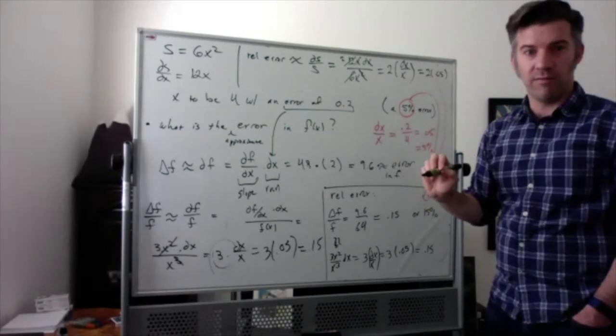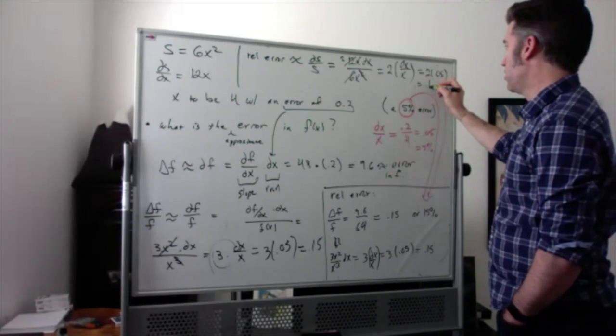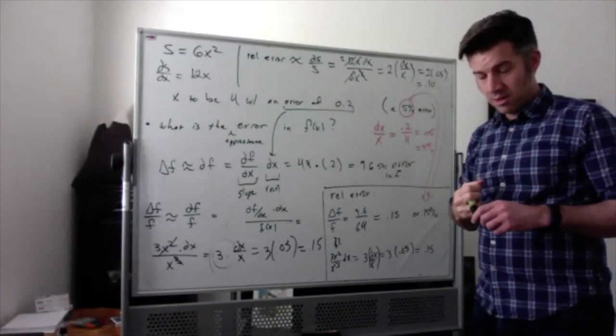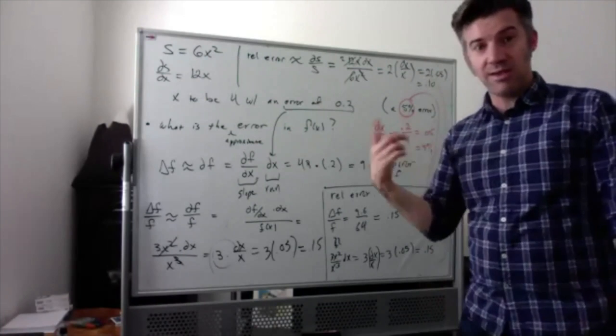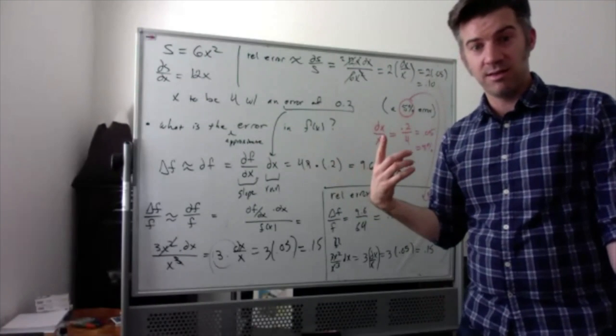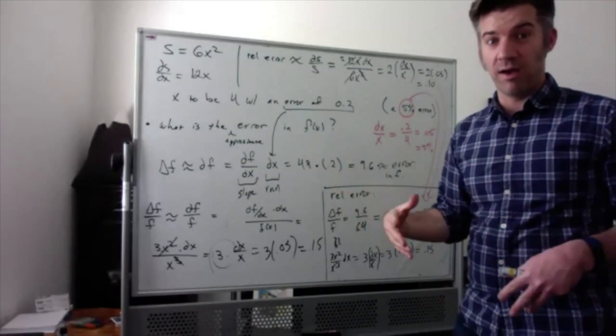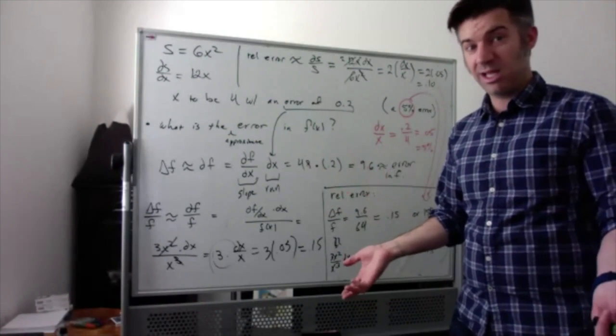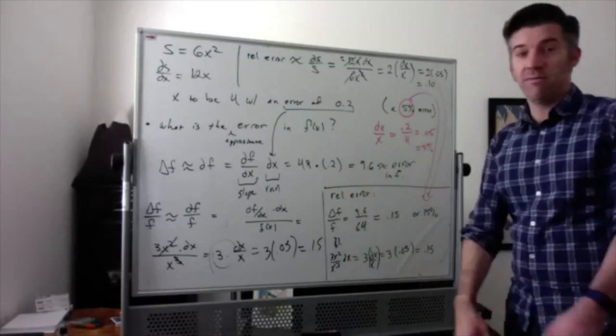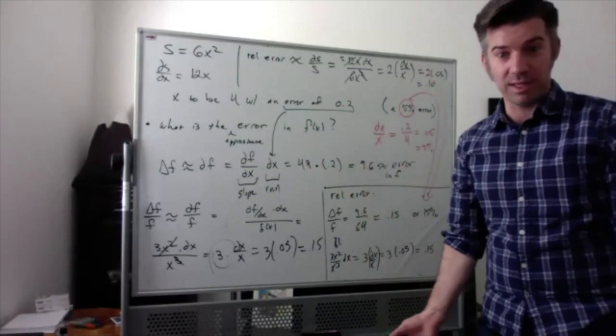It's 2 times 0.05, which is 0.1, or 10%. So if the edge length has an error of 5%, the surface area can have an error of at most 10%. Kind of neat. And if there was some 4-dimensional thing, it would have an error of 20%.